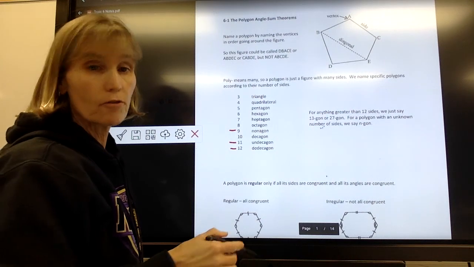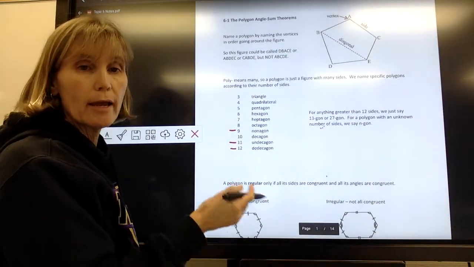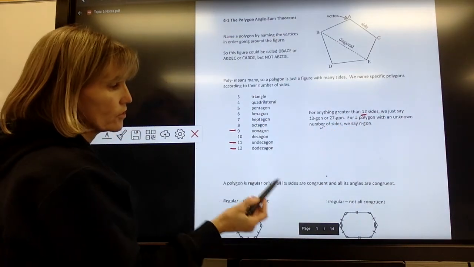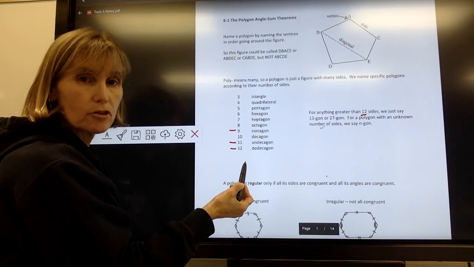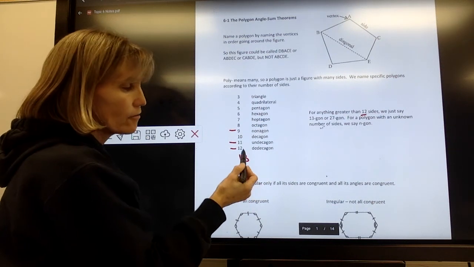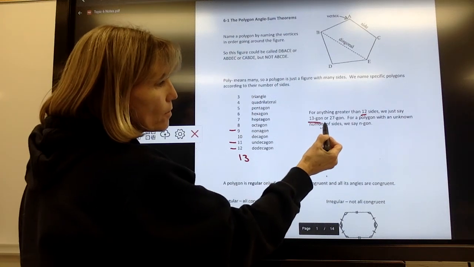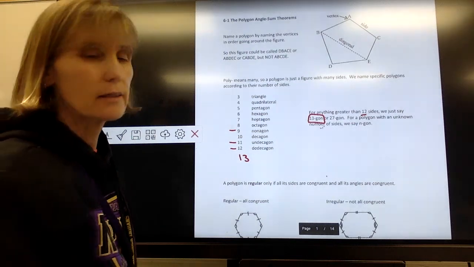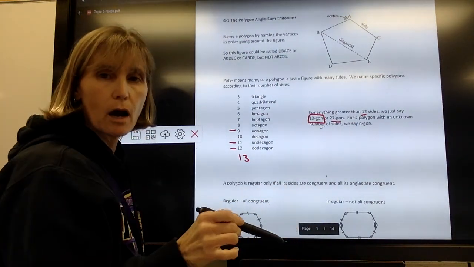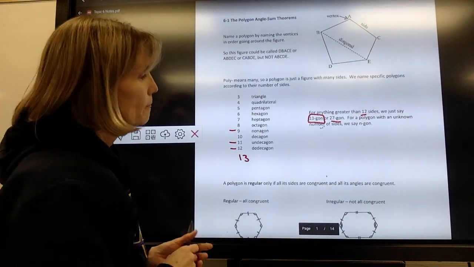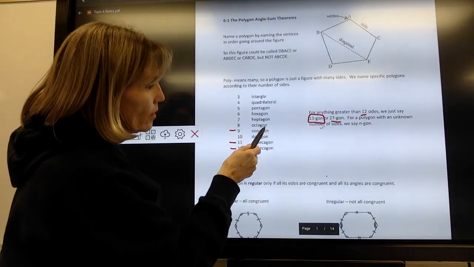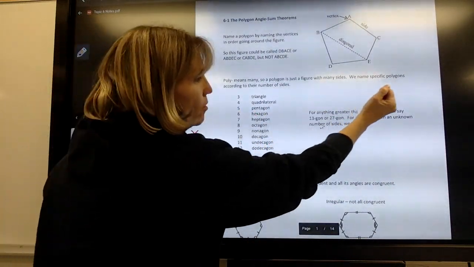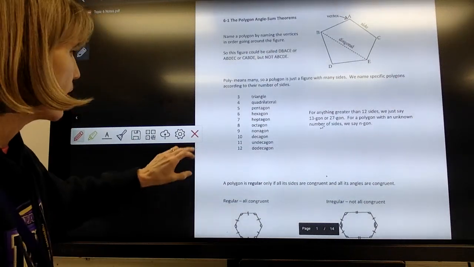Okay, so familiarize yourself with those because you might see those words in a problem and you need to know how many sides we're talking about. And then over here it says for anything that's greater than 12 sides. You notice this list only goes down to 12. When we get to a 13-sided figure and above, we just use the number in the name. So a 13-gon would have 13 sides. A 27-gon would have 27 sides. Notice that all of these starting with 5 on down, they end with gon, G-O-N. So that's how we do anything above 12 sides. Be aware of that.